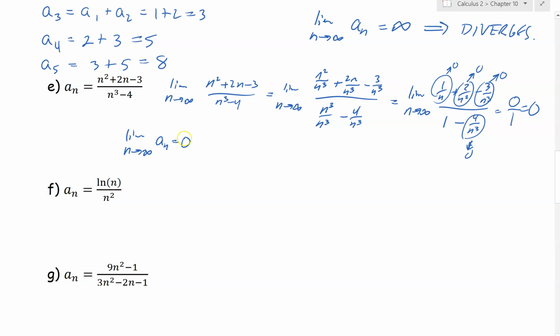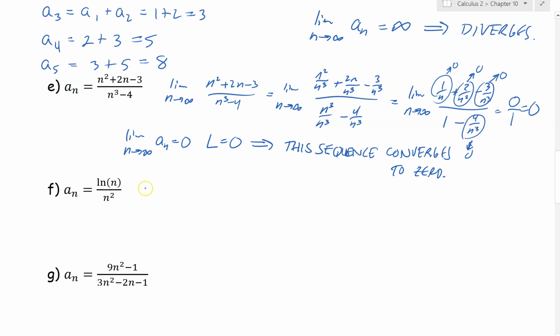Now 0 is a real number, so L equals 0. That tells us this sequence converges to 0. So that means the terms are getting smaller and smaller, getting closer to 0. If you list out a few of the terms, you will see that happening.